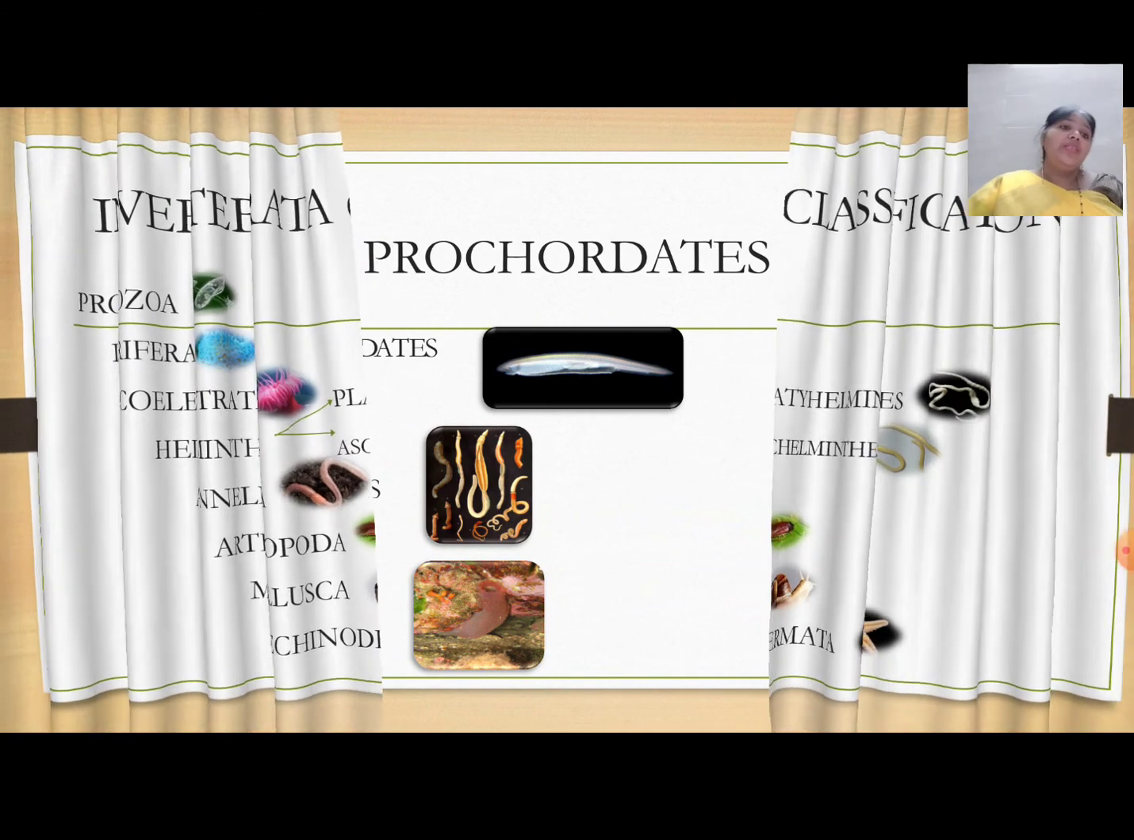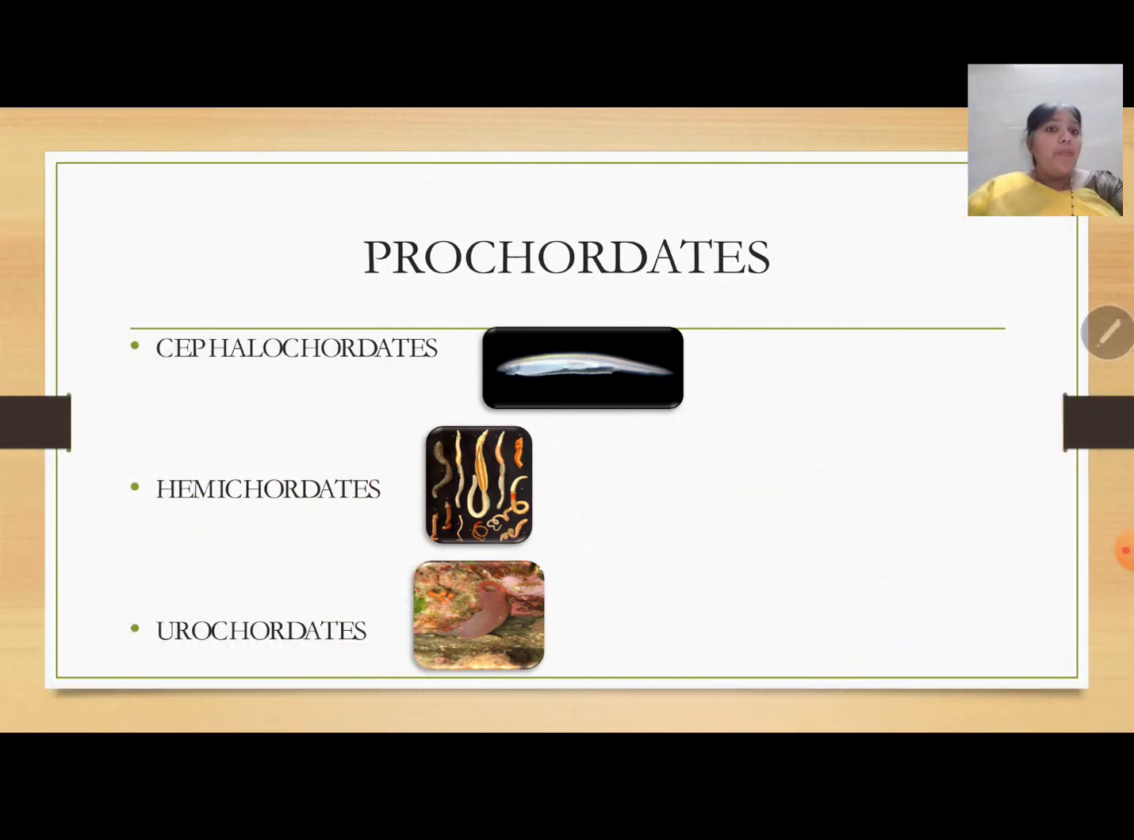So the next part, as I said, is the protochordates, which is the connecting link between the invertebrates and the chordates. We cannot really say connecting link. We can say that the protochordates prove the fact that the chordates would have evolved from the invertebrates. Under protochordates we have three: cephalochordates, hemichordates and urochordates. Now what are cephalochordates? Example is Amphioxus.